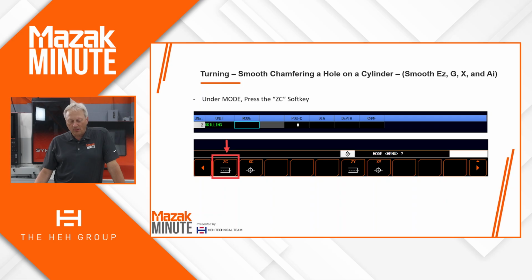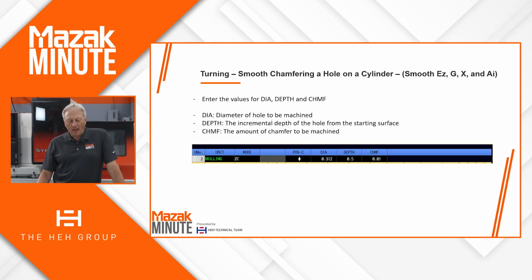On the mode select, we're going to choose the ZC soft key. This is going to put us machining on the outside diameter. And we're going to enter the values for the diameter, the depth, and the chamfer. The diameter is going to be the size of the hole that we're going to be drilling. The depth is going to be the incremental depth of the hole from the starting surface. And the chamfer is going to be the amount of chamfer to be machined.